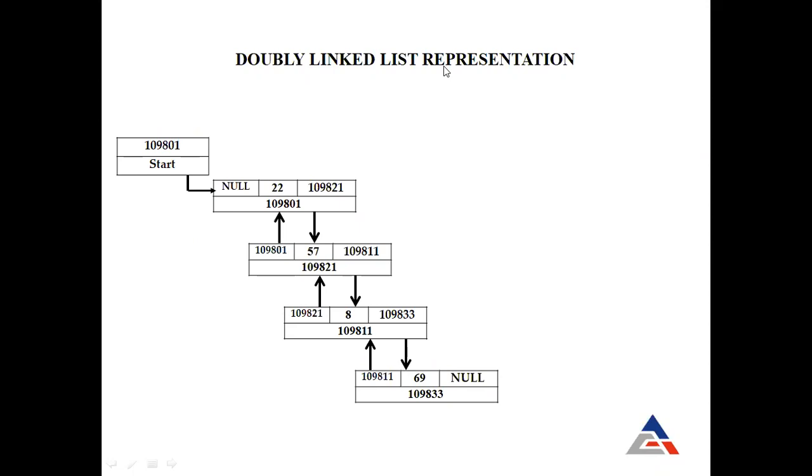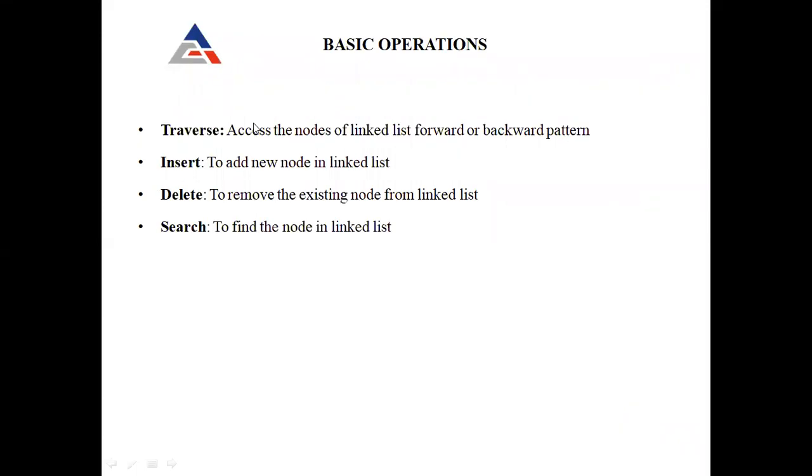So this is how we can represent the doubly linked list, and various operations that can be performed are: traversing, to access each node of the linked list, either forward or backward at least once. Insert, to add a new element in the linked list at any location. Delete means to remove an existing node in the linked list from any location, and searching is to find whether the given node is in the linked list or not. So these are the various operations that can be performed in a doubly linked list.